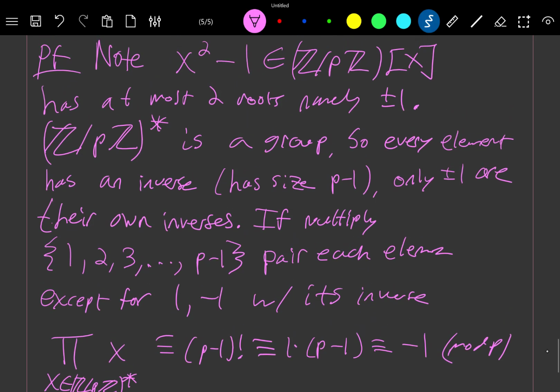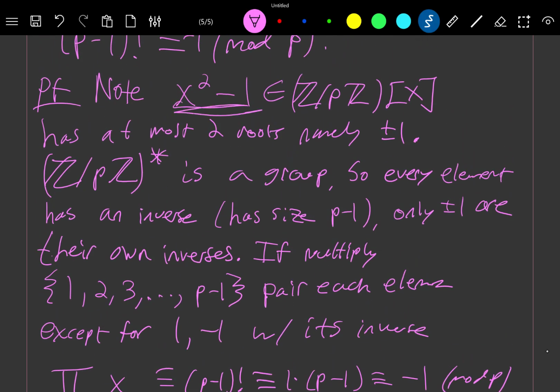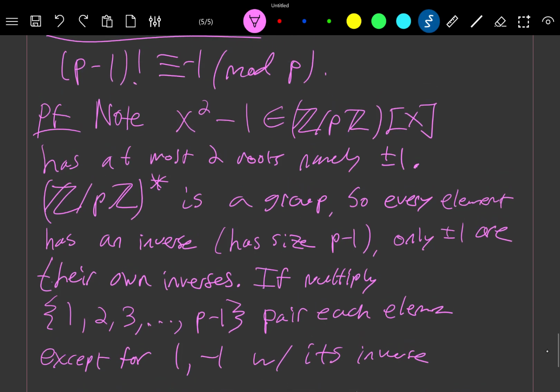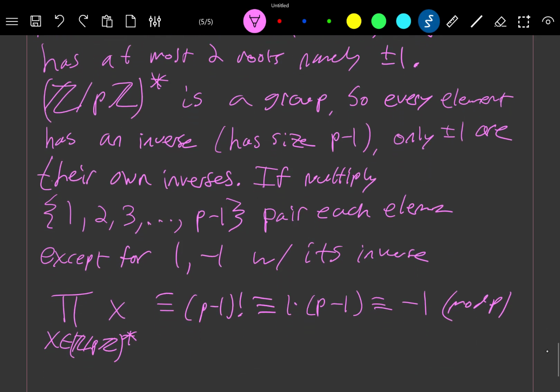And note, one of the key observations that we needed was that x squared minus 1 has exactly 2 roots, and we had to use the fact that Z mod pZ is a field to do this. If you want to think of a generalized statement, multiplying everything in the group of units of Z mod nZ, such a statement doesn't necessarily hold in general, because you could have multiple roots. And so, that's what I wanted to talk about.